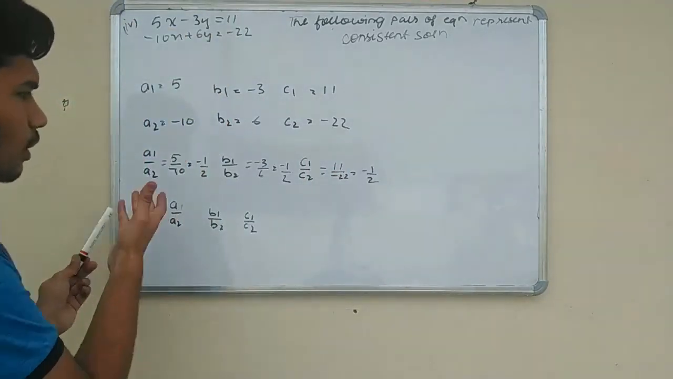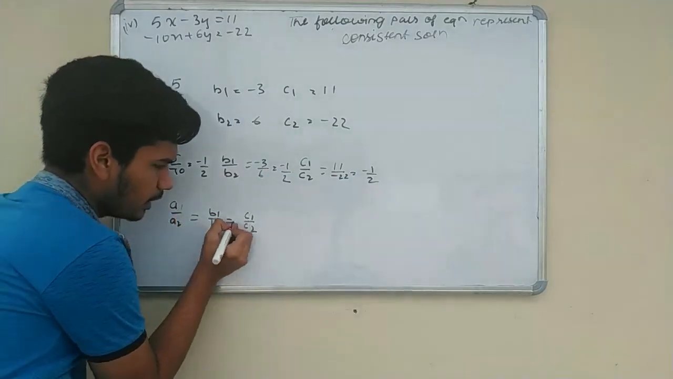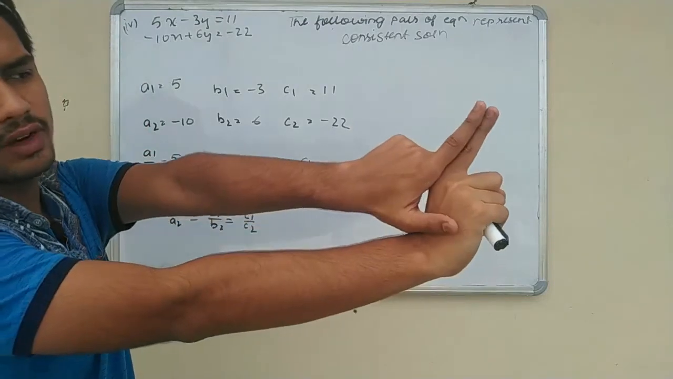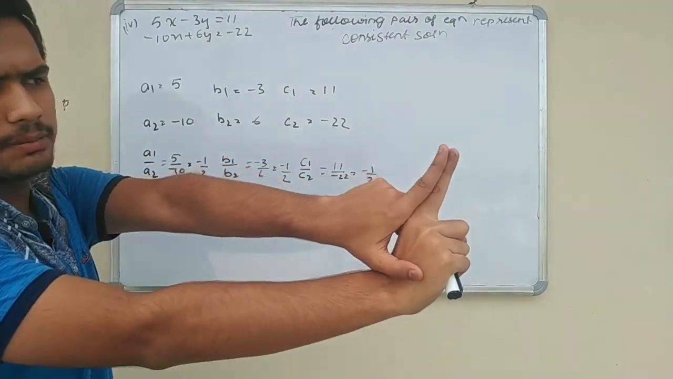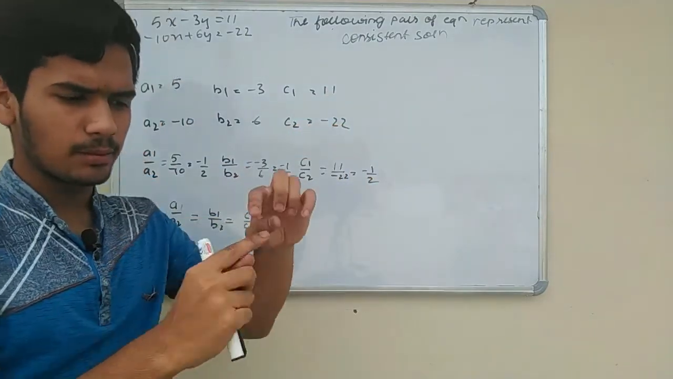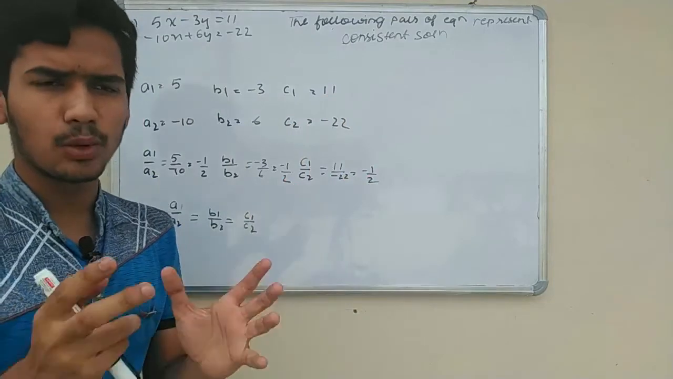Now as we can see, all the three ratios are equal. It means this condition represents coincident lines, which means the lines overlap each other. At every point on the bottom line, the upper line intersects. At every point both the lines intersect.